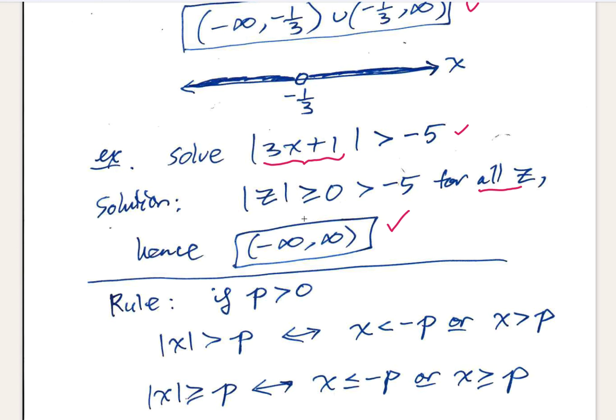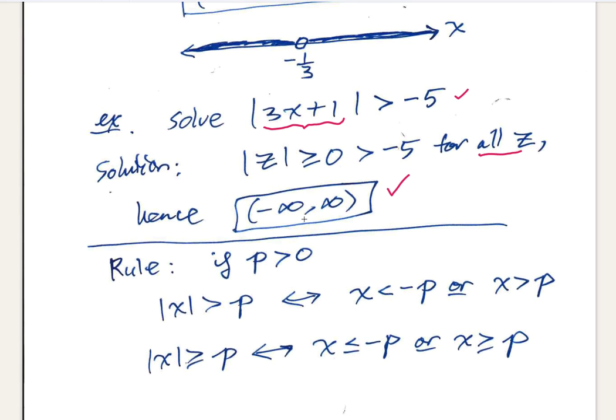So all real numbers. Here's the rule then that you want to remember. If p is a positive number, so if p is greater than 0, in fact, you could actually have that equal to 0 for this one, the absolute value of x is greater than p if and only if x is less than negative p or x is greater than p. So you want to remember that here.